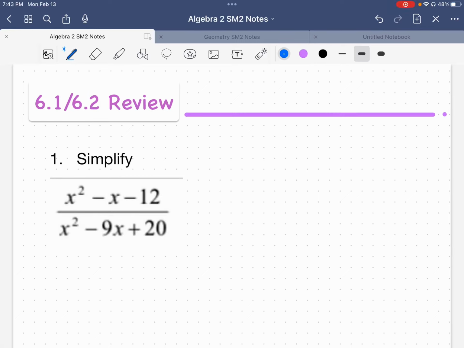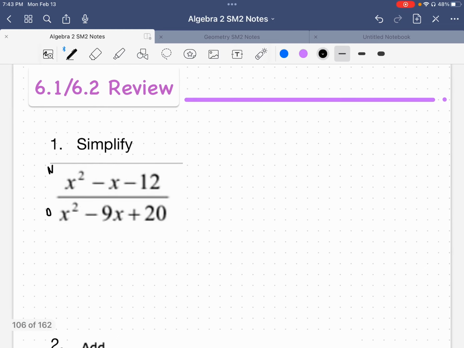Today's lesson is a review of 6.1 and 6.2. Let's go ahead and start with the first example, which is to simplify this rational expression. Remember, when we are simplifying a rational expression, we're going to take the numerator and the denominator, and we're going to need to see if we can factor them. So let's start with the numerator.